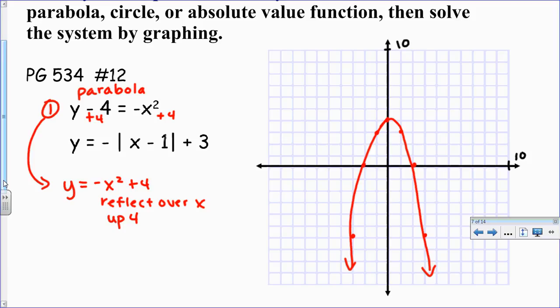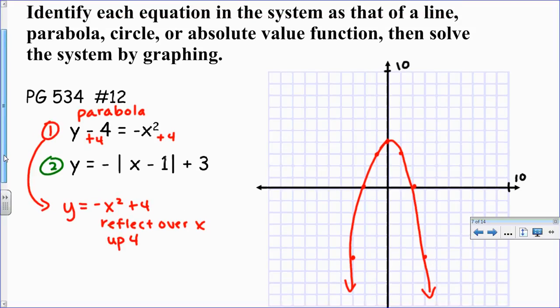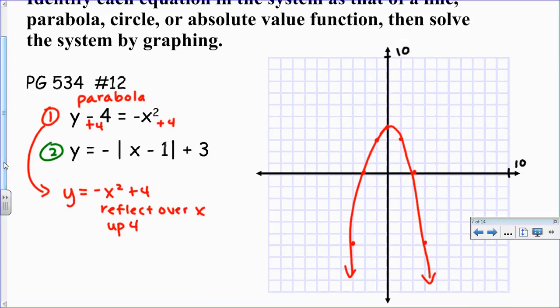So that one's done. Let's look at our second one. And is this a line, parabola, circle, or absolute value? Absolute value.